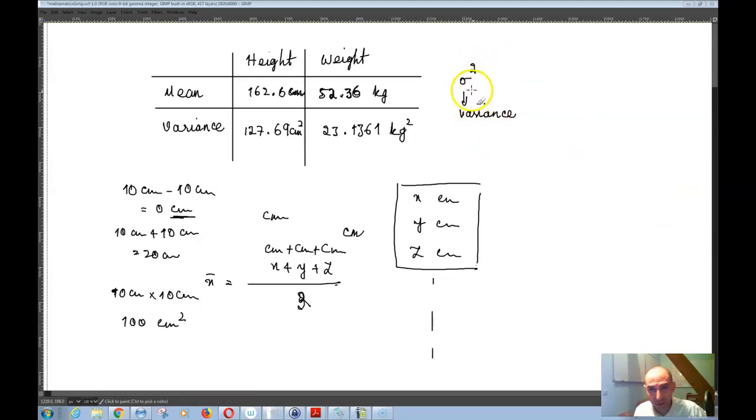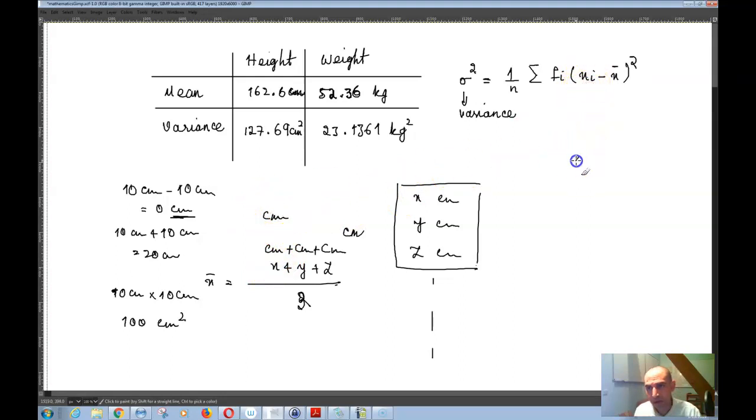Now, what's important here is the formula. The formula is 1 over n, sigma of f of i times x of i minus x bar, the whole thing squared. You see over here, I have this x of i minus x bar. X bar is the mean of my data, and x of i is each observation. In the case of these people, the heights in centimeter, x of i would be some observation in centimeter.